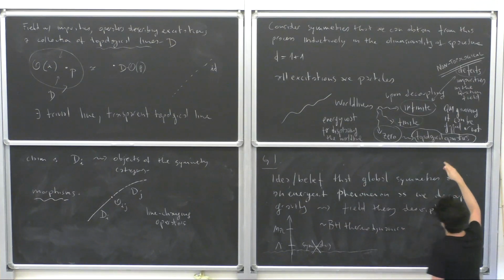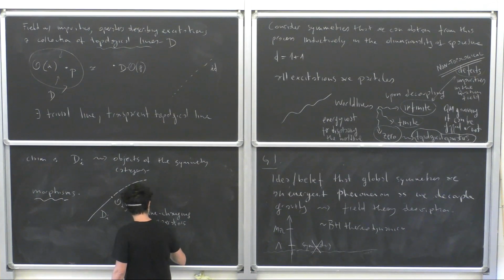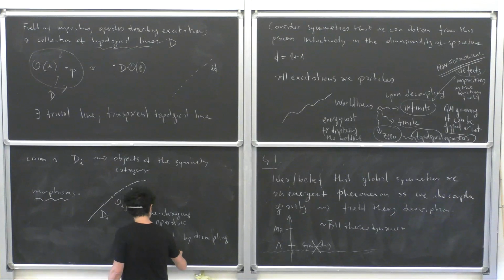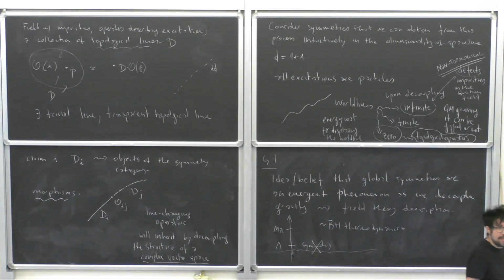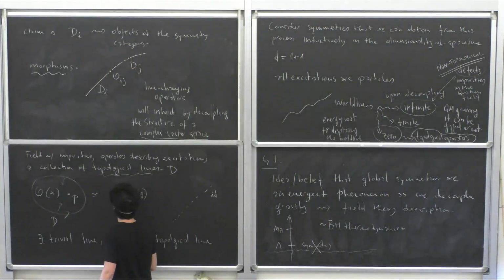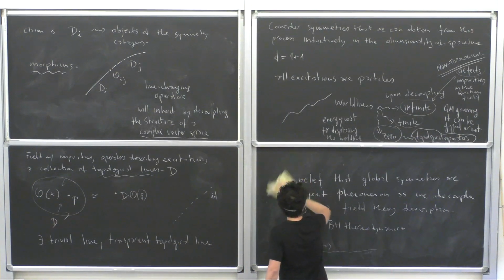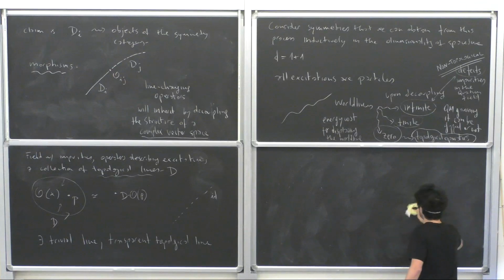And since these have a quantum mechanical origin from our decoupling perspective, we expect that these line changing operators will inherit by decoupling the structure of a complex vector space. After all, these are operators in quantum mechanics, and we know that operators in quantum mechanics belong to a complex vector space. So we have a category that has as objects the lines, and the morphism spaces have the structure of complex vector spaces.